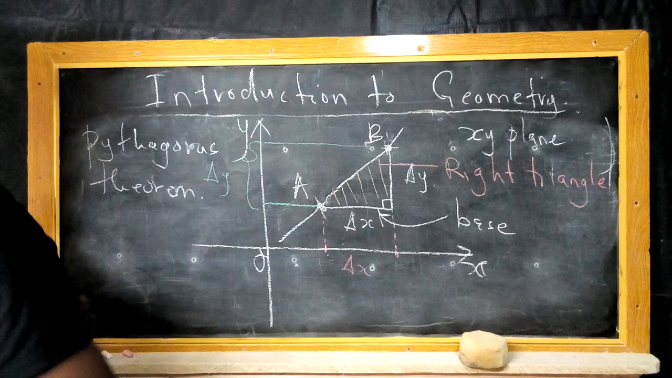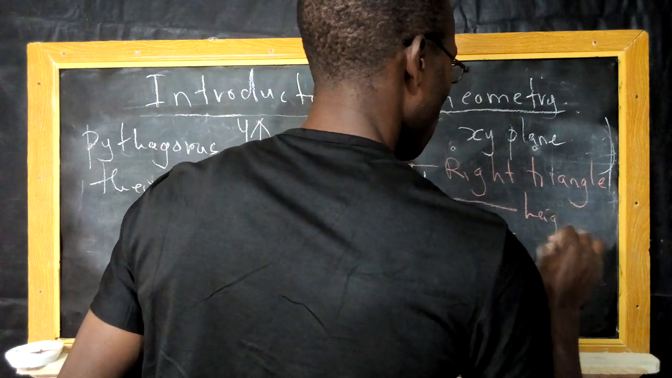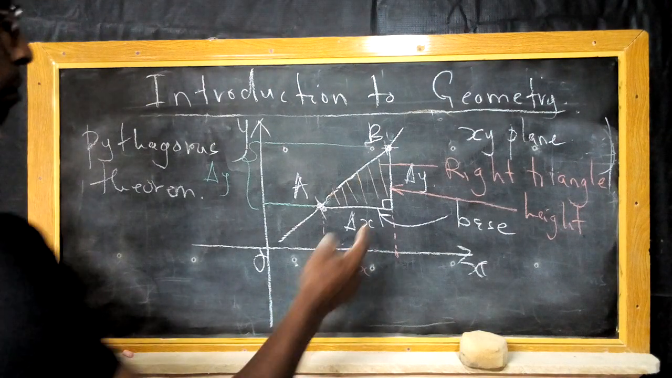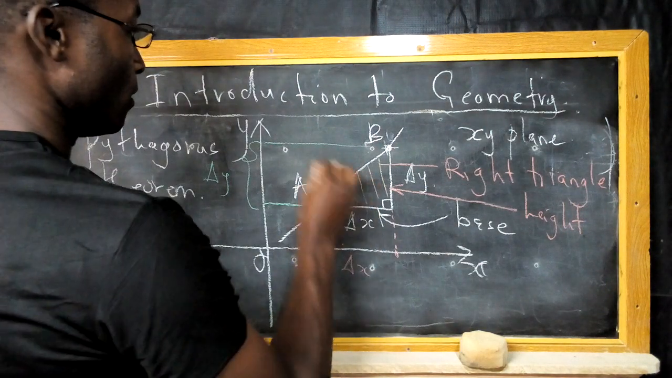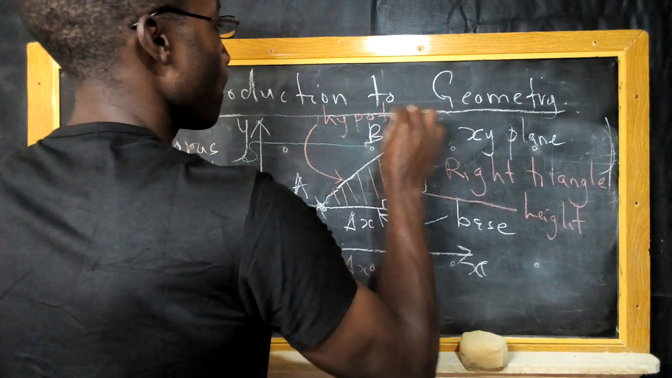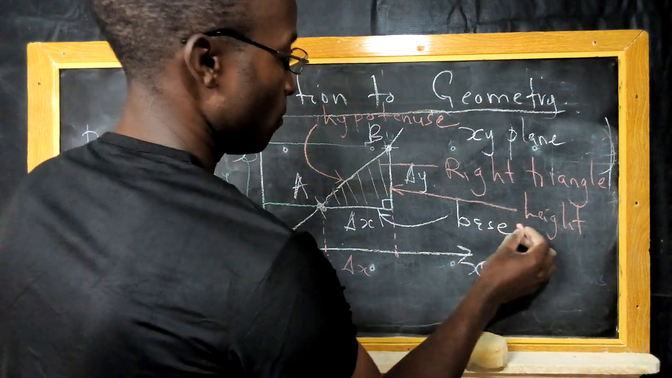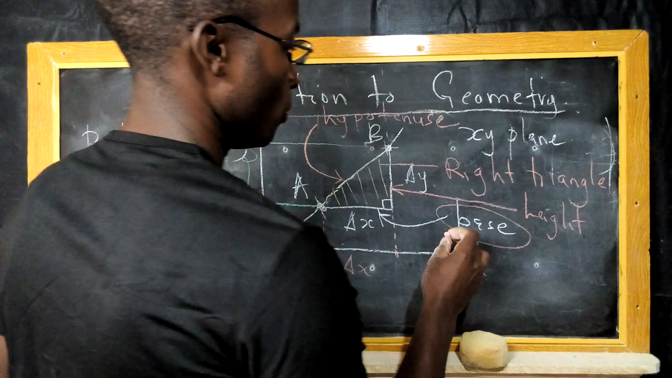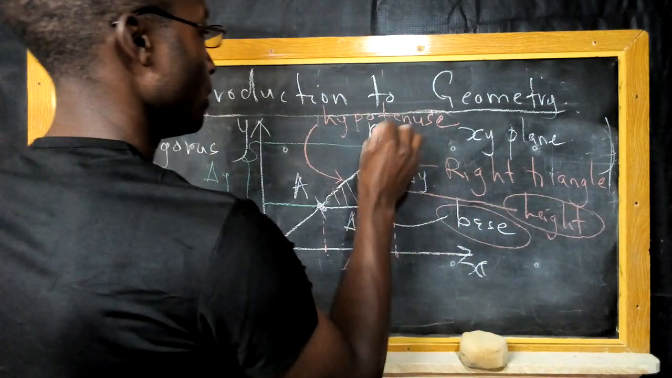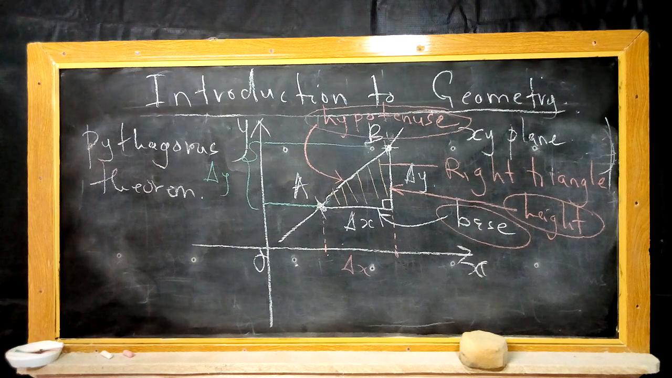Use a different color so that we can be able to see. So this one is known as the height. This is known as the base, and this is known as the hypotenuse. So what I'm trying to say is that there's a geometrical relationship between the base, the height, and the hypotenuse. And this basically develops the concept of the Pythagoras theorem, which I'm trying to mention here.